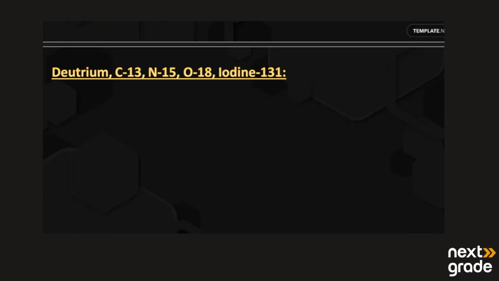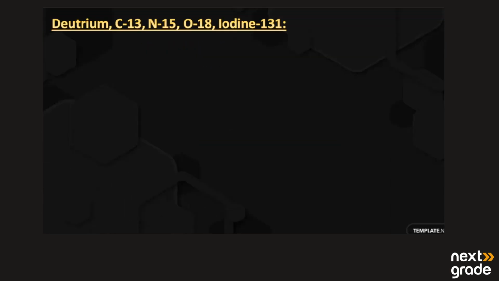Next we have these isotopes: deuterium, carbon 13, nitrogen 15, oxygen 18, and iodine 131. Here deuterium is denoted with D. Then carbon 13, heavy nitrogen, and oxygen 18, which is also known as heavy oxygen. So heavy oxygen is O-18 and heavy iodine is 131.